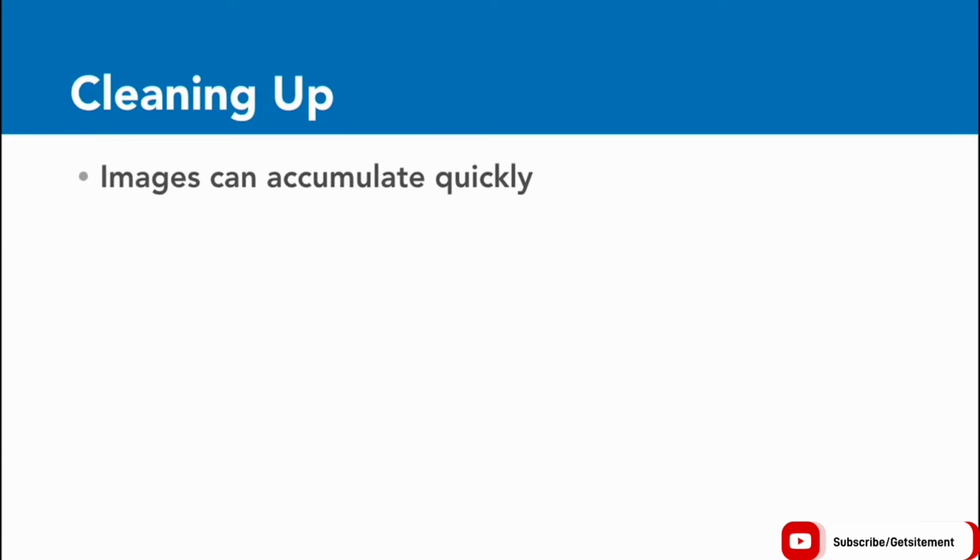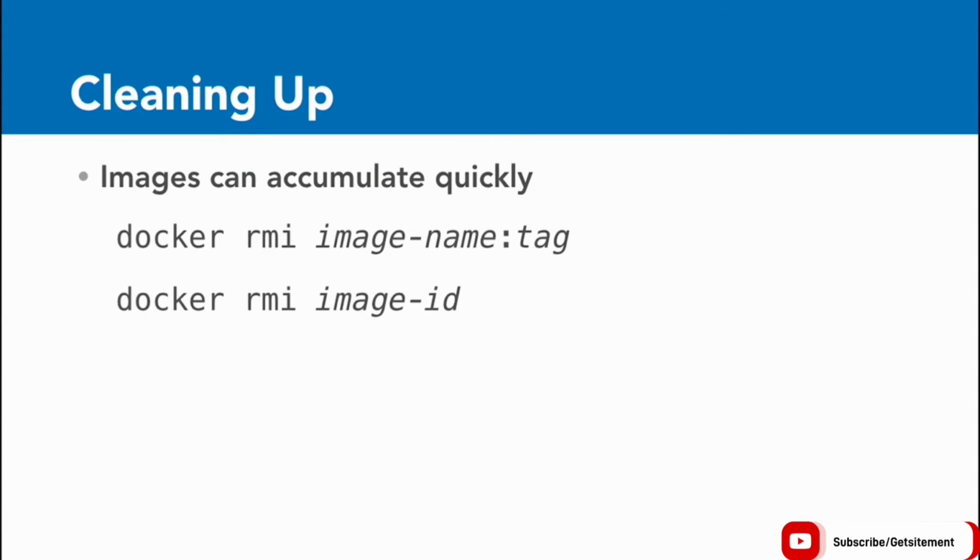Now, images can build up very quickly. One time I cleared out all the old images on the server and freed up 500 GB. So if you are not careful, they can build up. The docker rmi command, for remove image, takes an image's name and tag and removes it from your system.